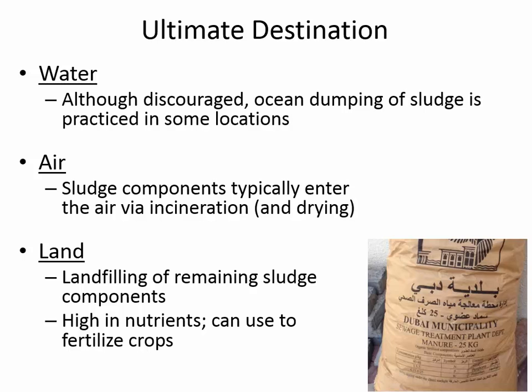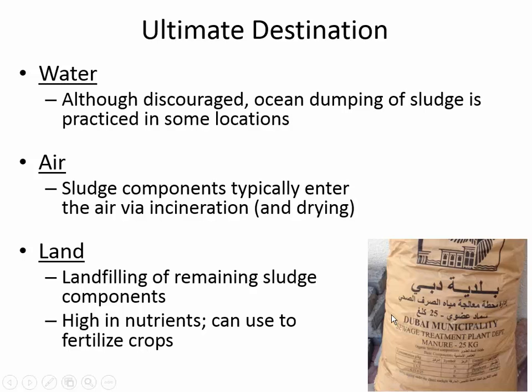Ultimately, no matter what we do, the sludge has to go somewhere. It either has to go into the water, the air, or be applied to the surface of the land. As far as water goes, sometimes they'll actually dump sludge into the ocean. That's pretty uncommon nowadays. That's a practice that maybe was more common back in the 70s. But now, a water destination for untreated sludge isn't common. We still put the wastewater effluent into the water, but not the sludge itself. If we incinerate the sludge, then those components can get into the air. So land application is really what we do a lot of these days.